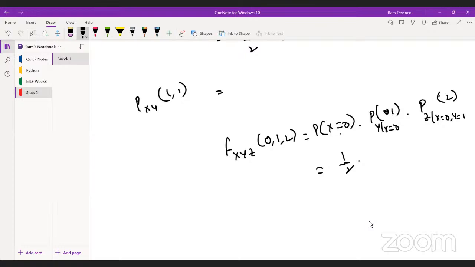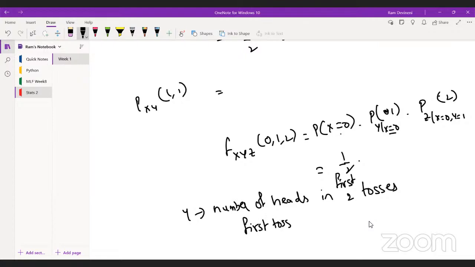And then the probability for y equals 1, given that x equals 0. What is y? Y is the number of heads in the first two tosses. When you mention that x equals 0, what does that mean? In the first toss we did not get a head. And then we are saying y equals 1. For y equals 1 when x equals 0, the second toss should definitely be a head, right? Correct. So what is that probability? It's going to be equal to half.